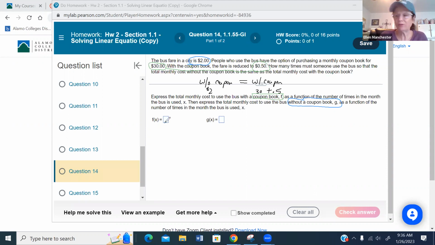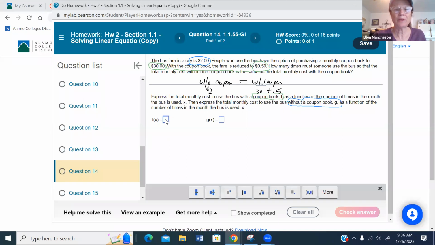So I'm going to have to actually type it in because I want to get to the next part of the question. Notice again, as soon as I put the cursor in the box, some icons come up. You may or may not need them. So with the coupon book is $30 plus 50 cents per bus ride. And where do I get the X? The X is sitting right here. The number of times in the month the bus is used, X. So it tells me what the variable is.